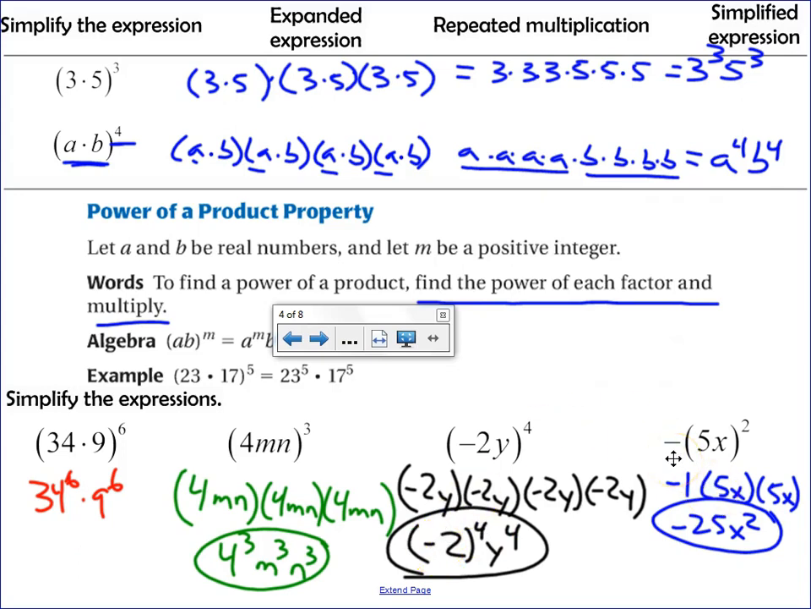And finally, negative times quantity 5x squared. So I have 5x twice times a negative 1. So I have 5 times 5, which is 25, times negative 1, x times x, which is x squared. Notice I could have written that one to keep it using exponents, negative 5 squared x squared. Either one would work. Notice the negative 5 is not in parentheses because only the 5 is being squared. And then we multiply by a negative 1.